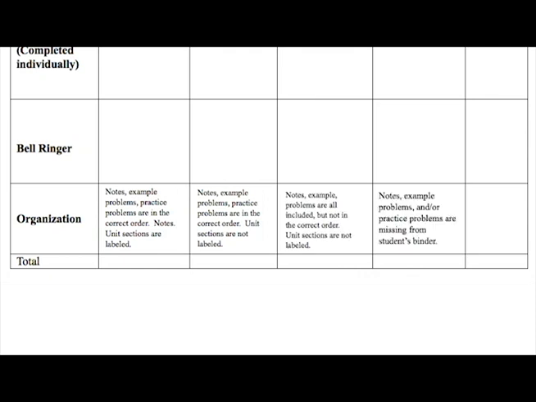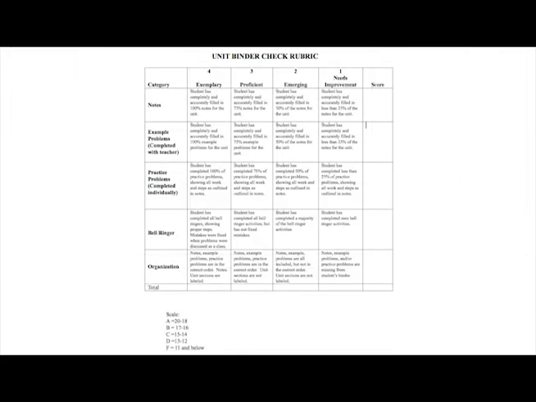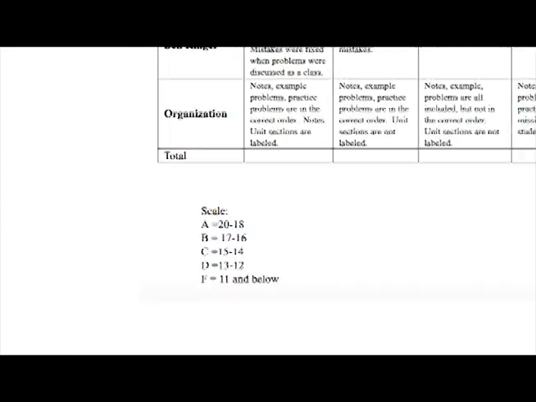I might say something like notes, examples, problems, practice problems are all in correct order, but some of the sections are not labeled. You want to continue reducing until you get down to that last level. And once you've got your entire rubric filled in, the last thing you've got to do here is take a look at our scale at the bottom.